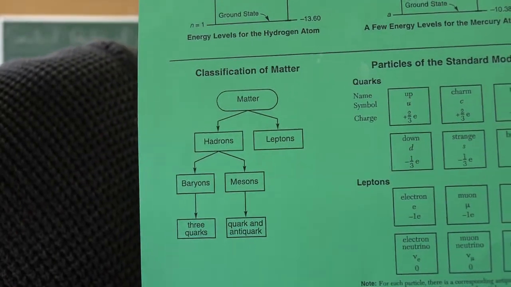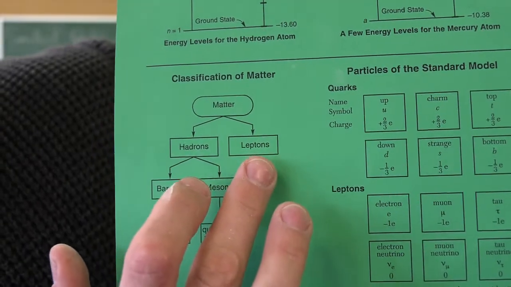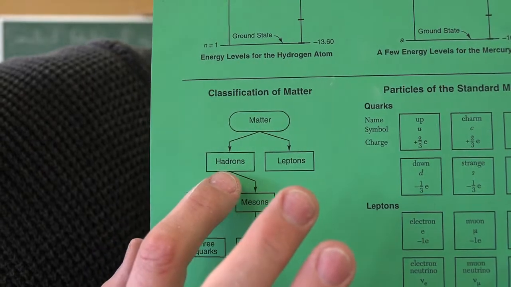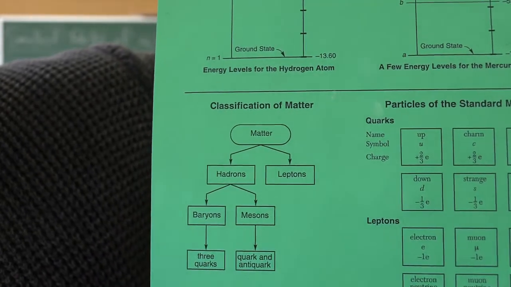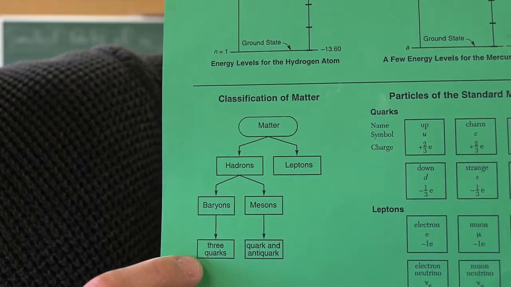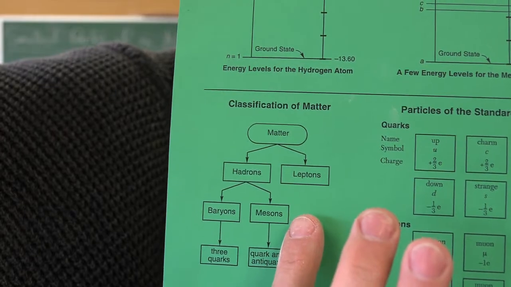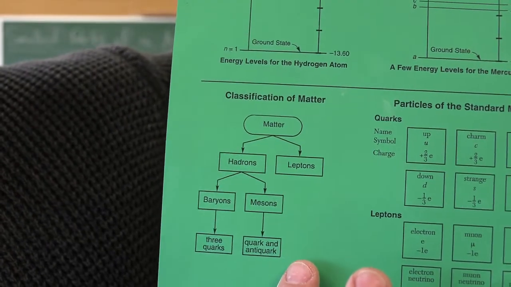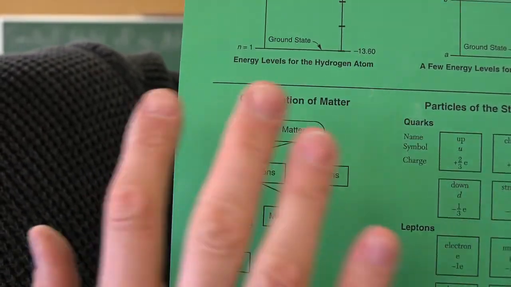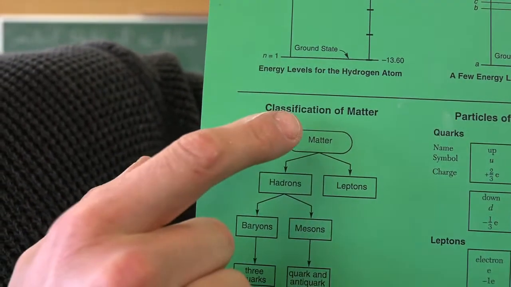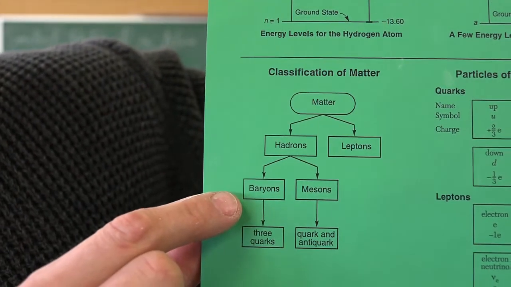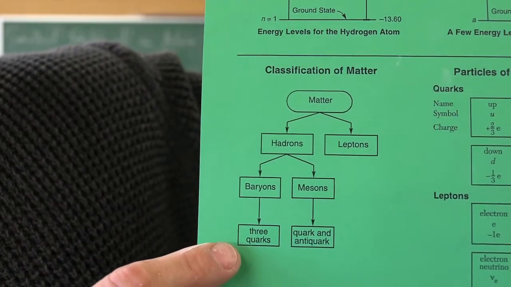It can be broken into 2 parts. Leptons, which cannot be broken into pieces. And then hadrons, and there are 2 kinds of hadrons. There's baryons with 3 quarks, like the proton and neutron. And then there's mesons, which are made of a quark and an antiquark. What's an antiquark? I'll explain in a little bit, but basically that's the structure. So protons are a kind of matter, they're a hadron, and most specifically, they're a baryon made of 3 quarks.